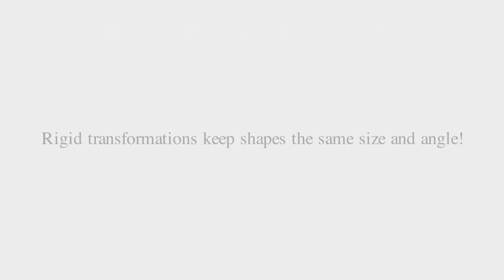Today, we're diving into the world of rigid transformations. So, what exactly is a transformation in math? It's when we change a shape's position or the direction it points. Imagine sliding, turning, or flipping a shape on a piece of paper.